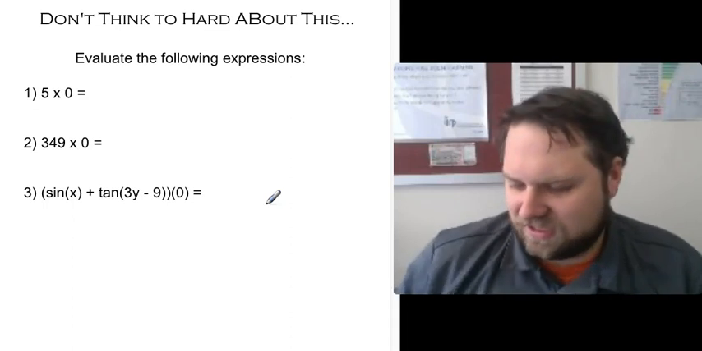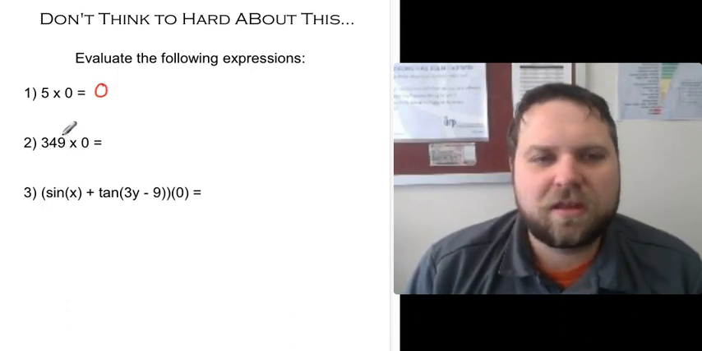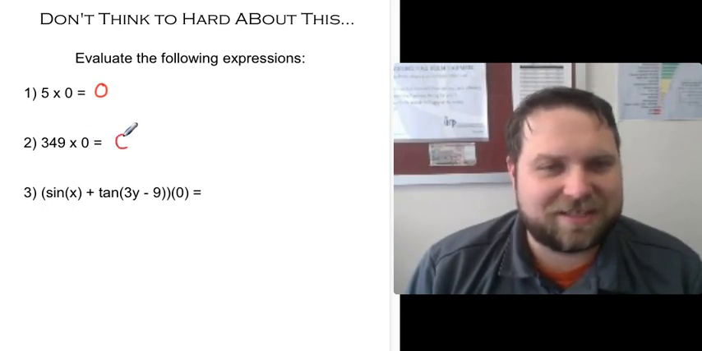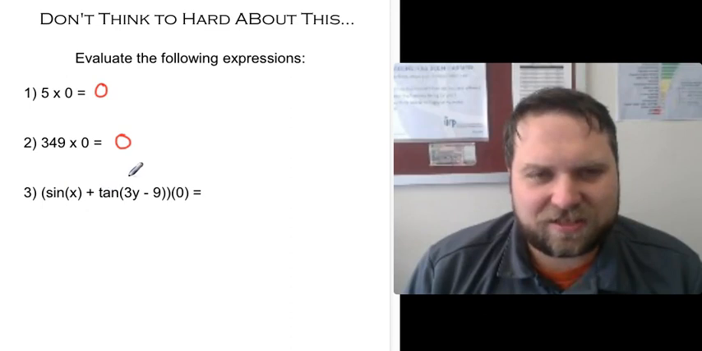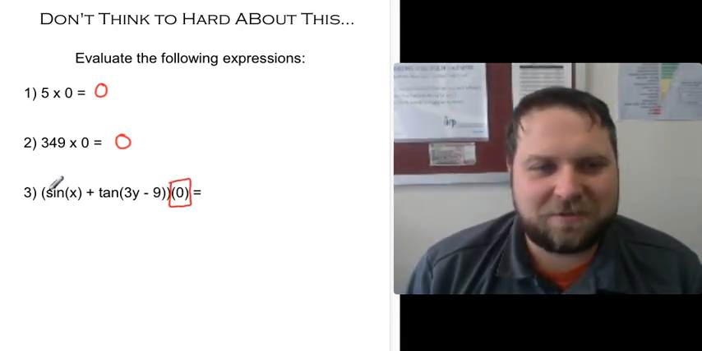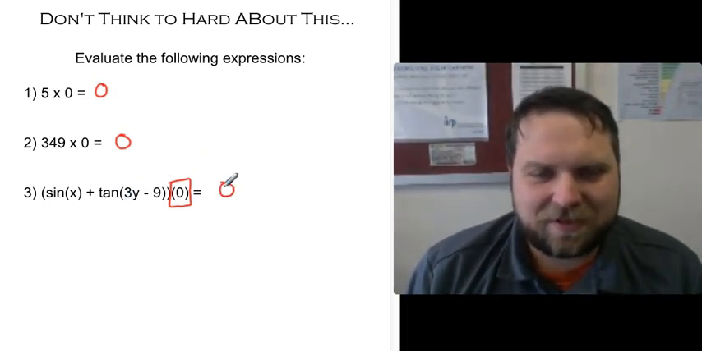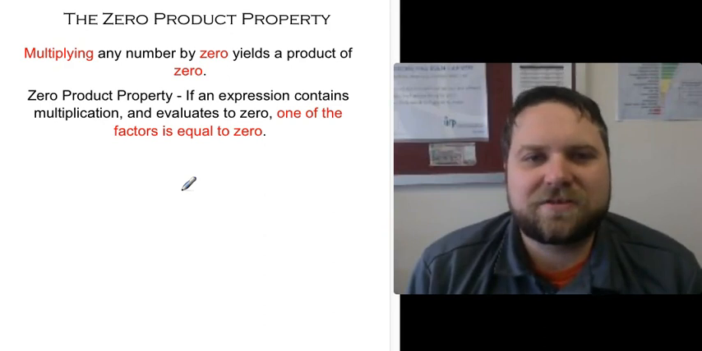Let's just look at evaluating these expressions. So 5 times 0. Well, it's 0. 349 times 0. There's a little more going on there number-wise, but if you didn't know, you can put it into a calculator, and it turns out it's 0. Sine of x plus the tangent of 3y minus 9 times 0, even though I don't know what x is and I don't know what y is and you don't know what sine is or tangent, it turns out this is still equal to 0, because anytime you multiply a number by 0, your answer is always 0.